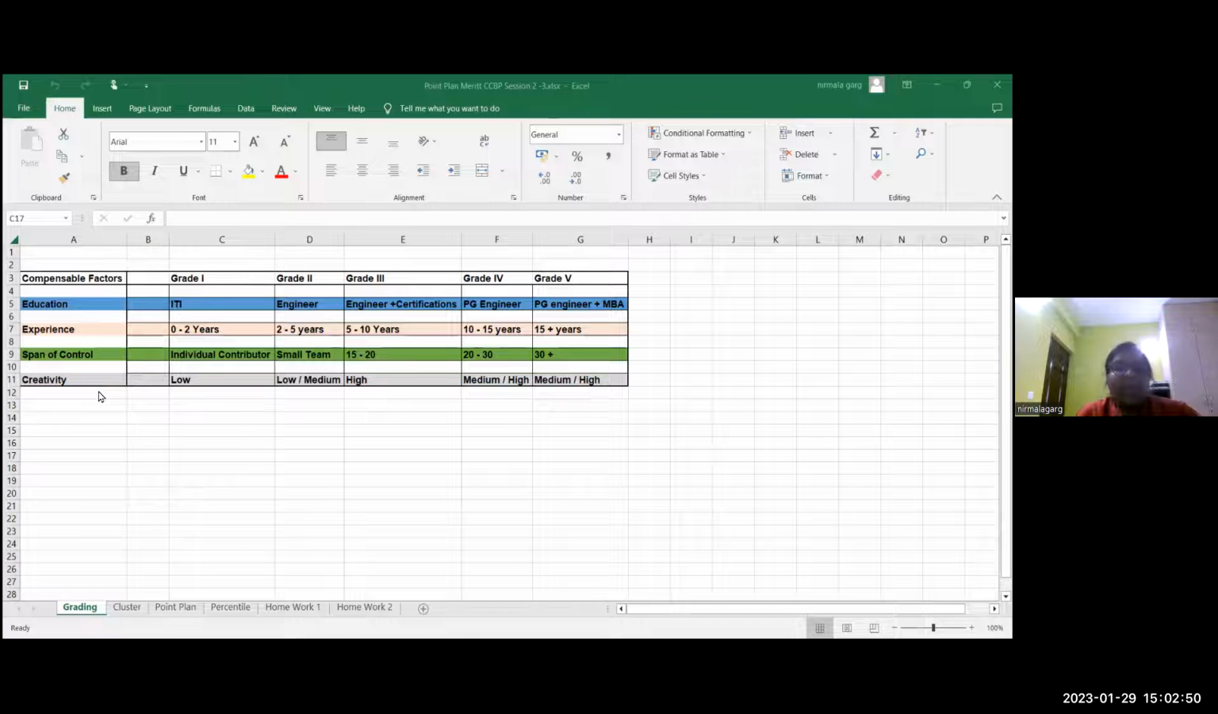Okay. Step 3. You have to write a descriptor for every grade. What does that mean? Now I have identified that these are my 4 compensable factors. But at different levels of jobs, my requirement for education will be different. Agreed? So maybe at grade 1, I'll have a lower level of education, but at grade 5, I will have a different level of education. So you need to write a descriptor. That means we are trying to create a template.